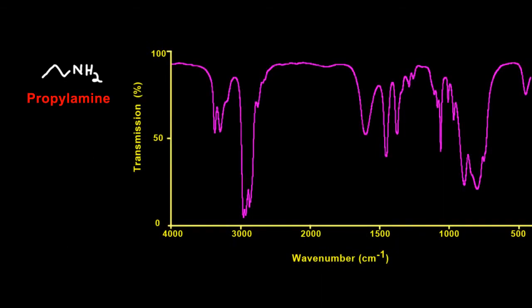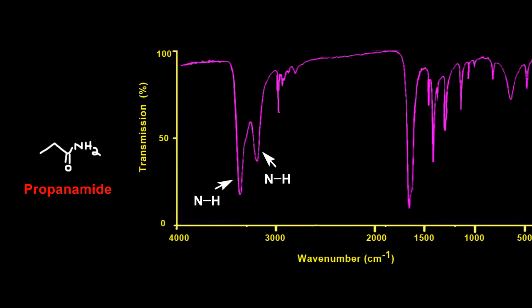Let us look at the identification of nitrogen-containing functional groups. The amino group appears from 3300 to 1350 wave numbers. For example, propylamine shows the NH bonds and the carbon-hydrogen bond at 3000 wave number. Amides also appear from 3300 to 1350 wave numbers. For example, propanamide shows the NH bonds and the carbonyl C to O double bond around 1600 wave number.